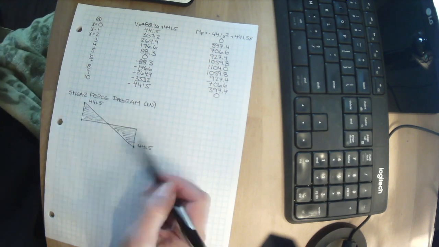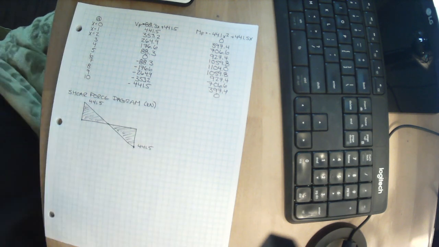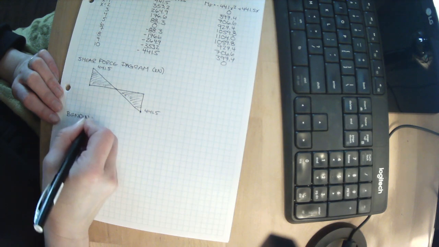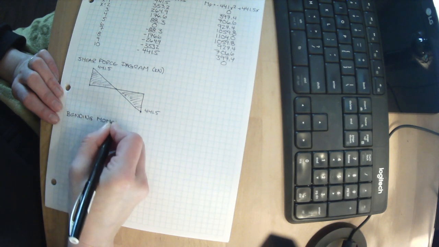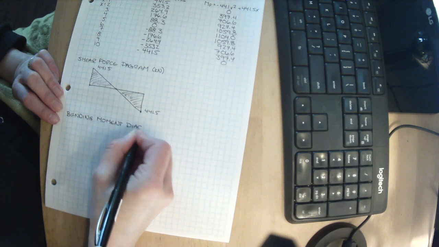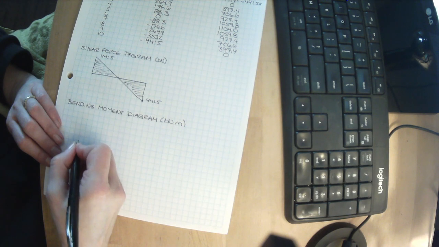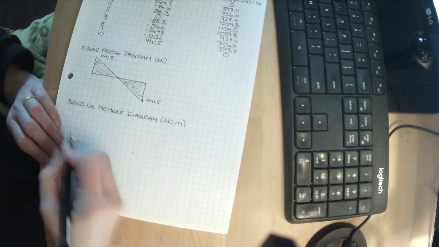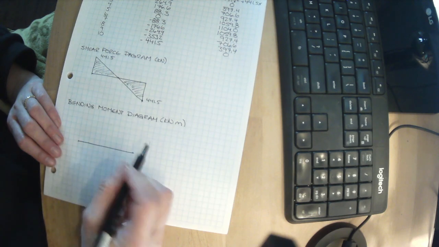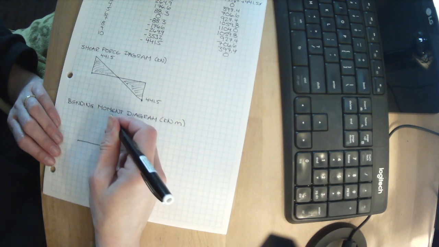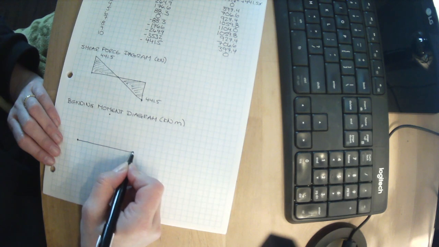Remember, once we're talking about it in the diagram, positive and negative is almost irrelevant for our shear force. Okay, so bending moment diagram, and it is in kilonewton meters. So all right, so here's our datum line. We go up to here, and we know this is 0 and this is 0.